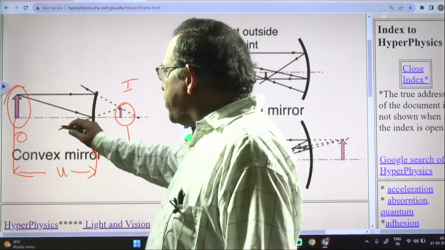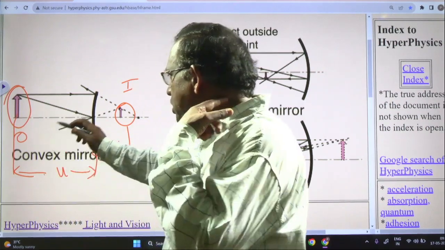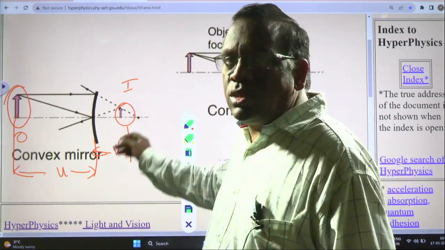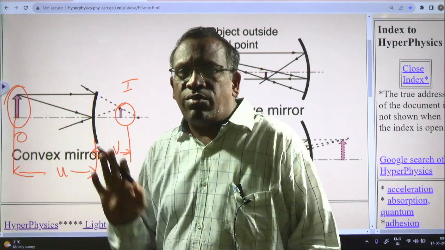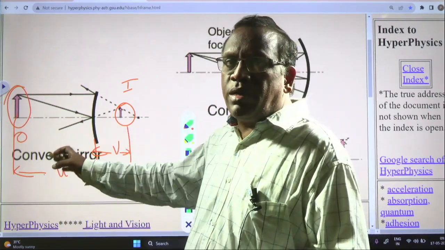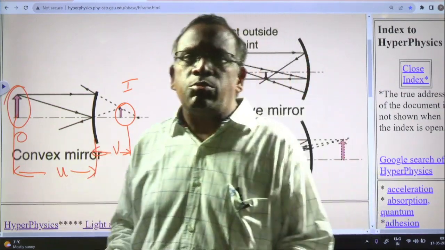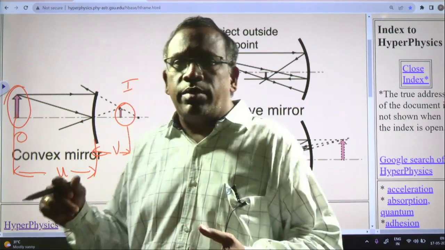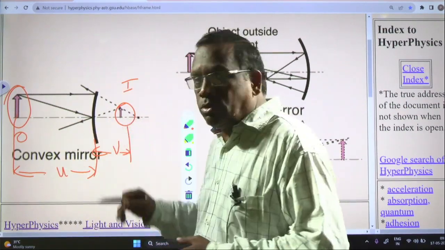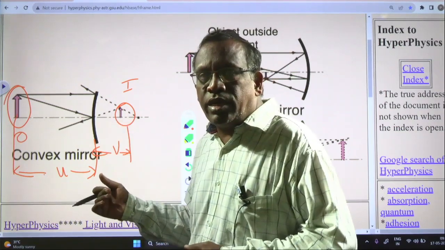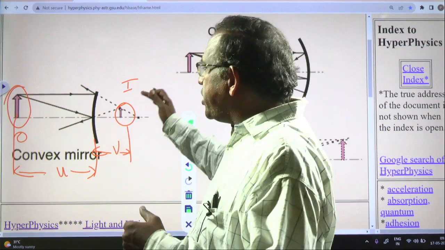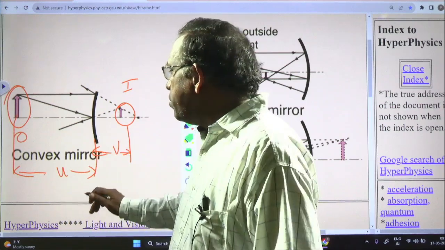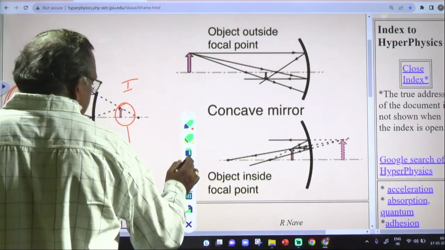If the object is above the principal axis and the image is also above the principal axis, it is a virtual erect image. Virtual because the image is formed inside the mirror, by diverging rays. The image formed by diverging rays is called a virtual image, and it is formed inside the mirror. Virtual images are erect images. A convex mirror forms erect, virtual images. That you have to remember. That is a very, very important point.